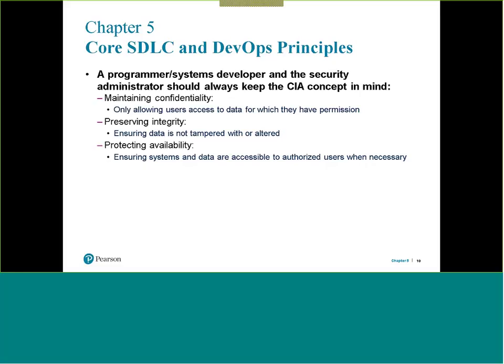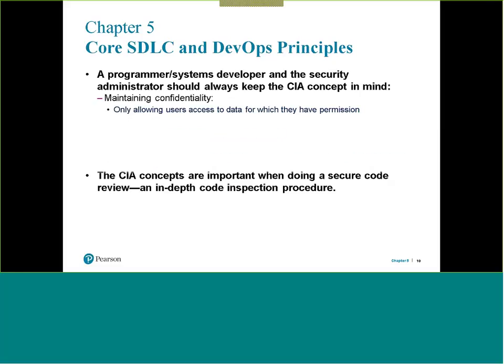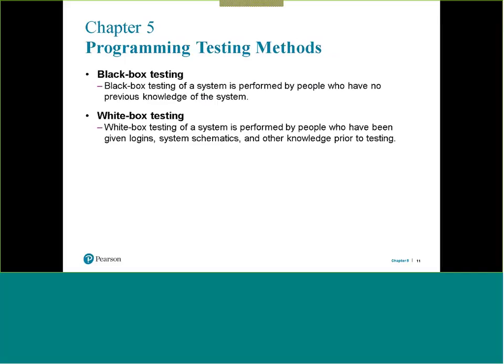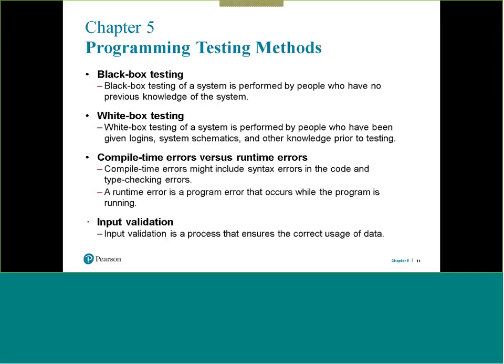From an integrity standpoint, you want to make sure your data is not tampered with or altered. You want to have some kind of checksum mechanism, be it a hash or something else, to make sure that it's there. And from an availability standpoint, you want to make sure that users are authorized and can get to it. So the CIA concept is just important when you're writing secure code. There are a couple of different types of testing that you can look at.